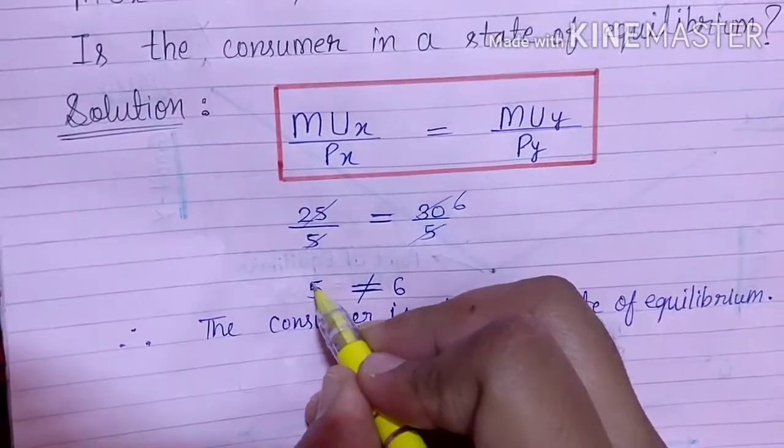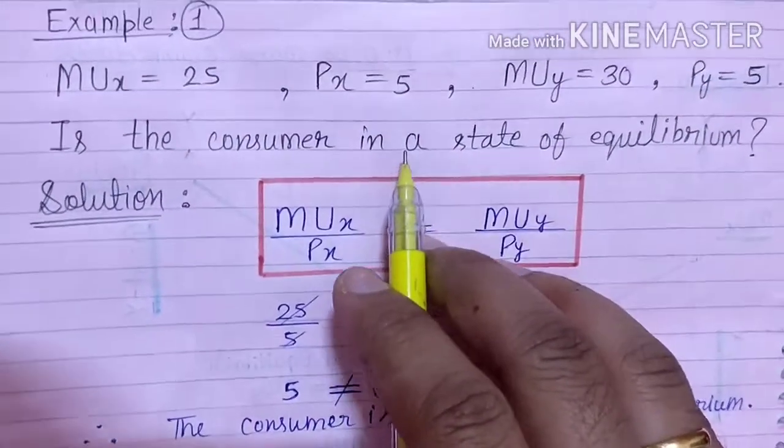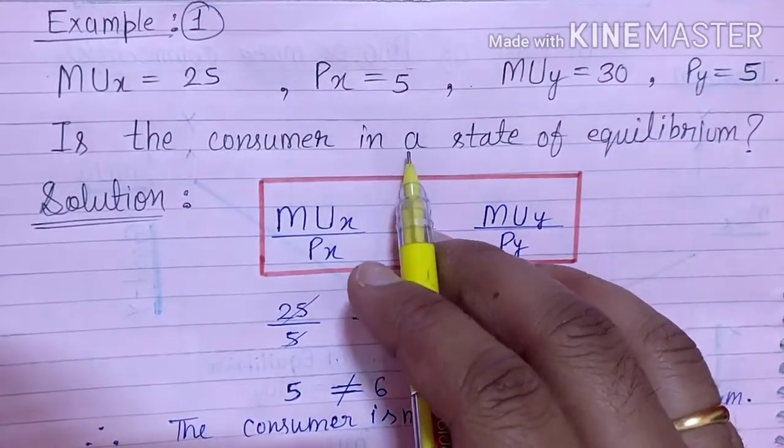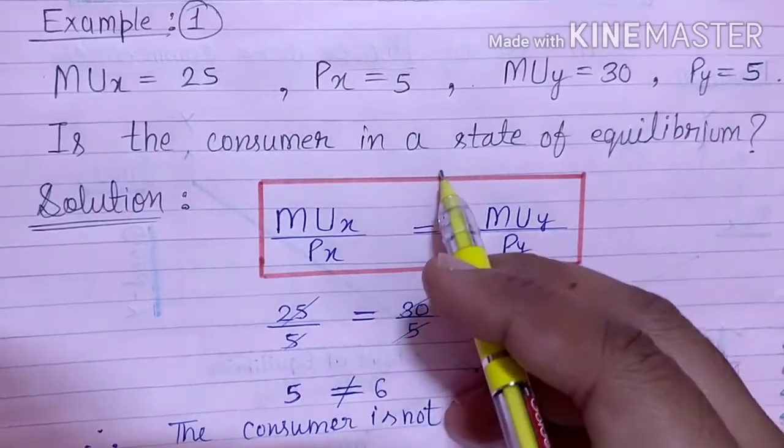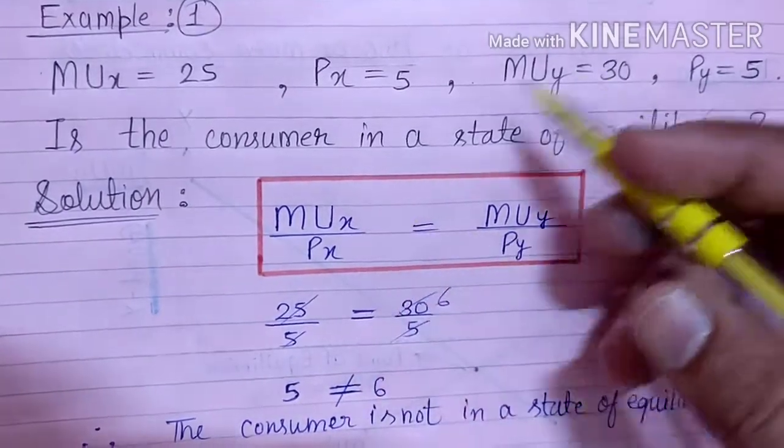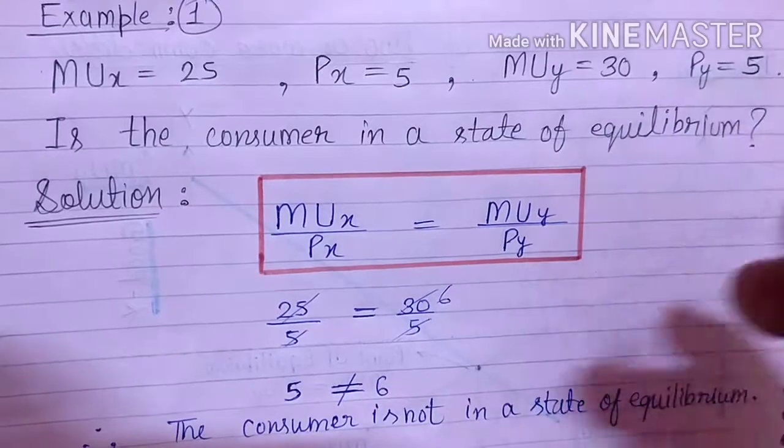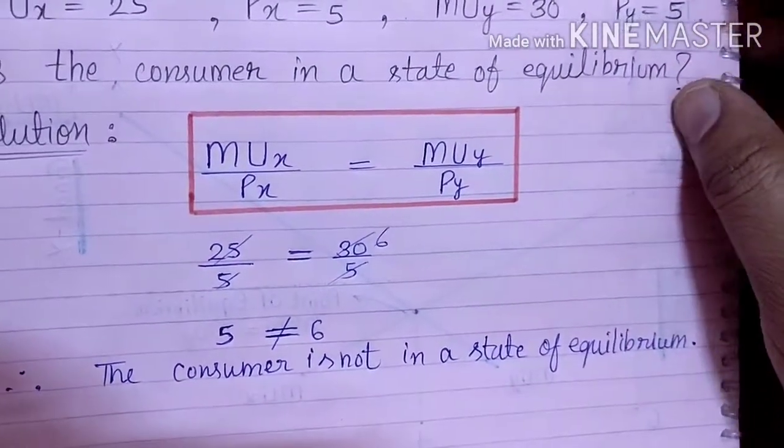And now notice one more thing, that in this example they have not given MUM. Suppose they are giving MUX also, PX also, MUY also. So in that case also you can find out by just putting the values in this formula. So as we have seen, we have solved this question.